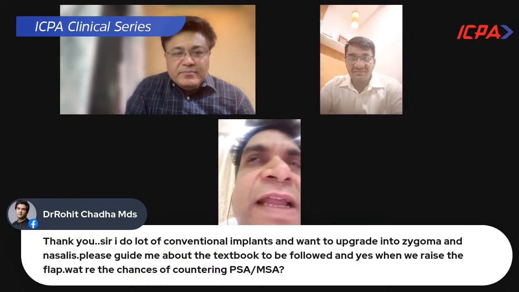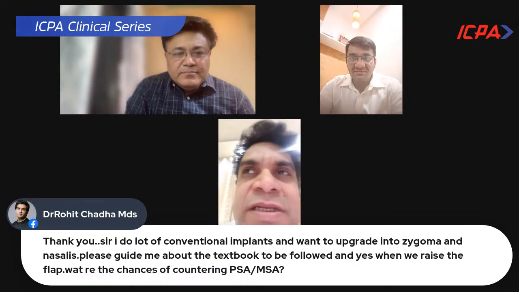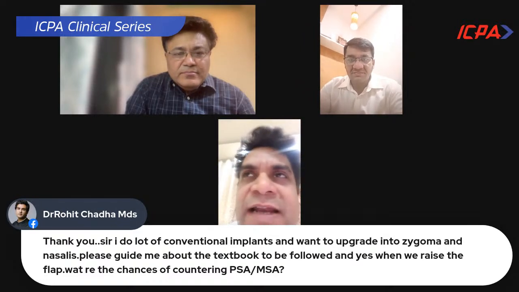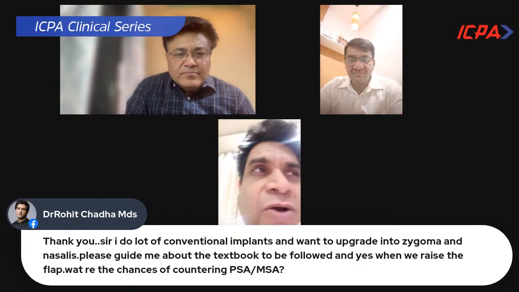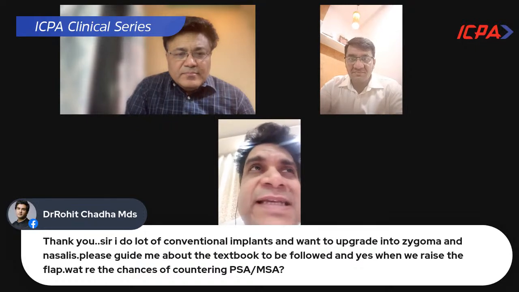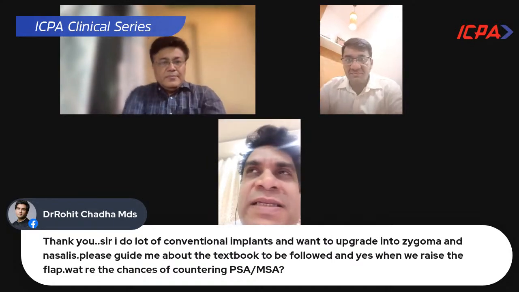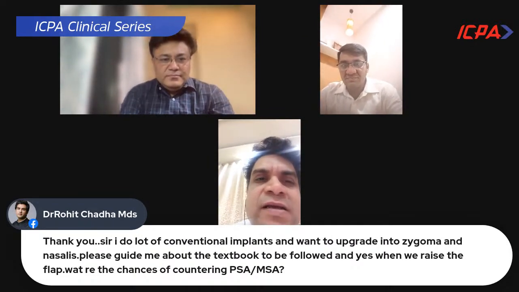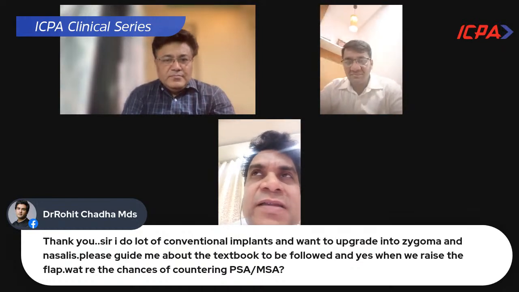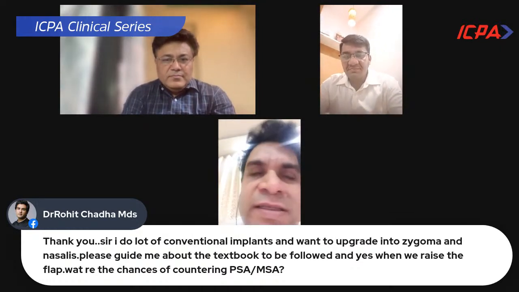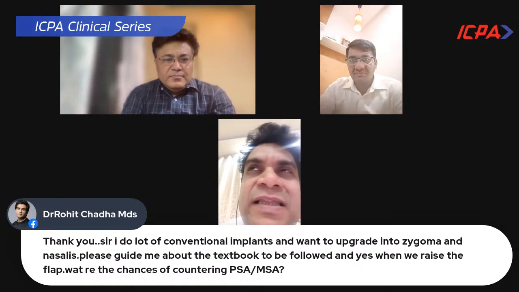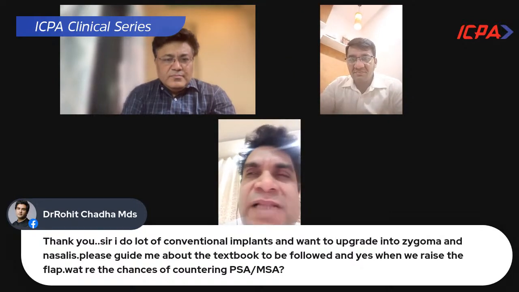No. When you raise the flap, you have to go entirely subperiosteally. So when you go subperiosteally, while raising the flap you will never encounter the posterior superior alveolar artery or the middle superior alveolar artery. The only thing is when you make the window to do the sinus lift, like in zygomatic implants, when the maxilla is convex, we make an extended sinus lift window. So while making the sinus lift window, you can encounter the branches of the middle superior alveolar artery. If you cut it, it may sometimes ooze and you may have to cauterize it. Otherwise, while raising the flap, it is rare that you encounter the branches of the middle superior or posterior superior.